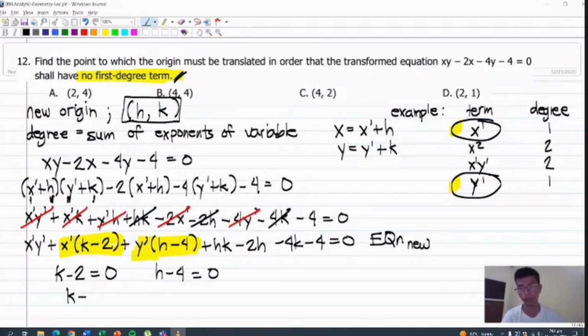So, solving for k, that will be 2. And solving for h, that will be 4. And rewriting that into coordinate form, that is hk, or 4, 2. That is letter C.